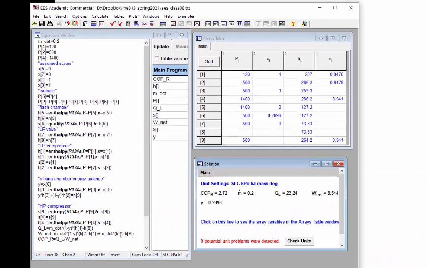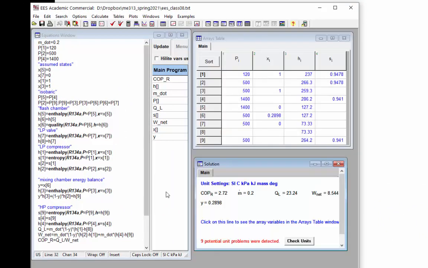Here's the problem that we solved today, and I've got it here in EES. I'll post this so you can look at the file. This is exactly what we did. If you remember, the fraction y being divided at the flash tank was 0.29. We calculated the net work and the heating capacity, and the one thing we didn't get was the coefficient of performance, which is the ratio of those two, and it's 2.72. So that's the problem we did today.